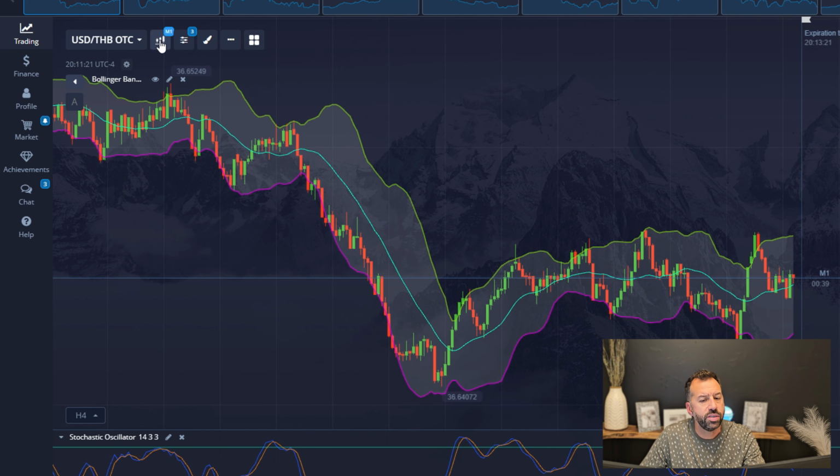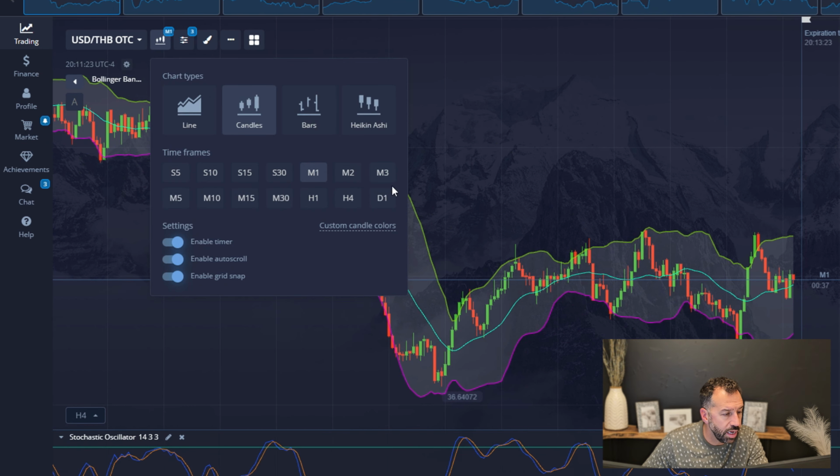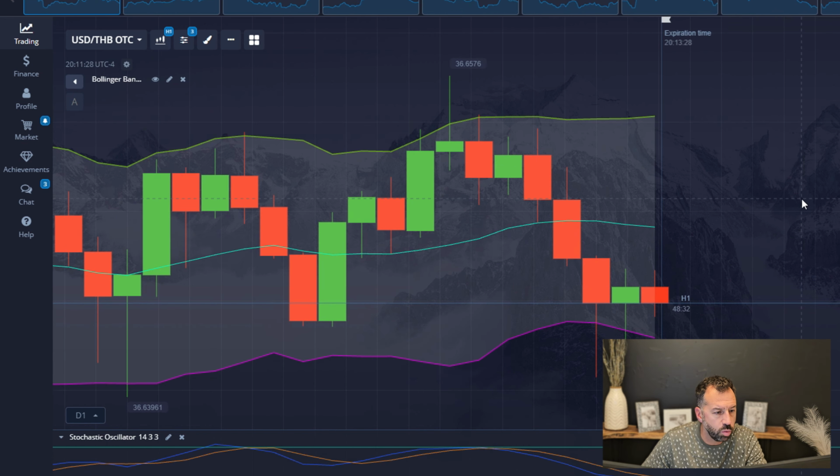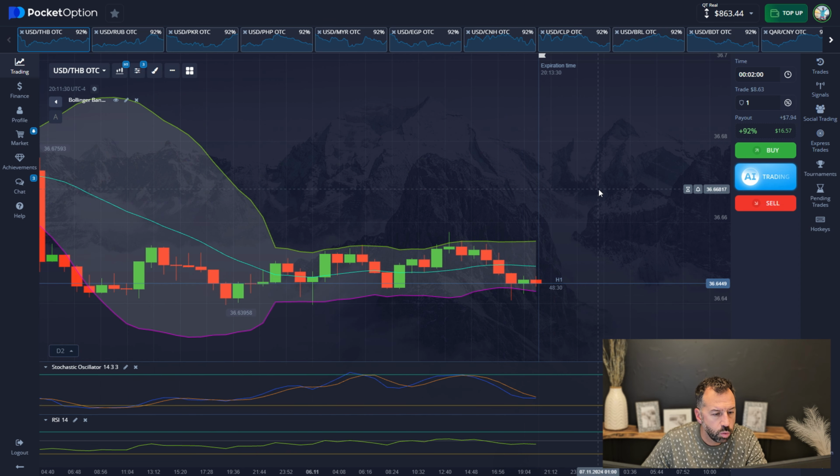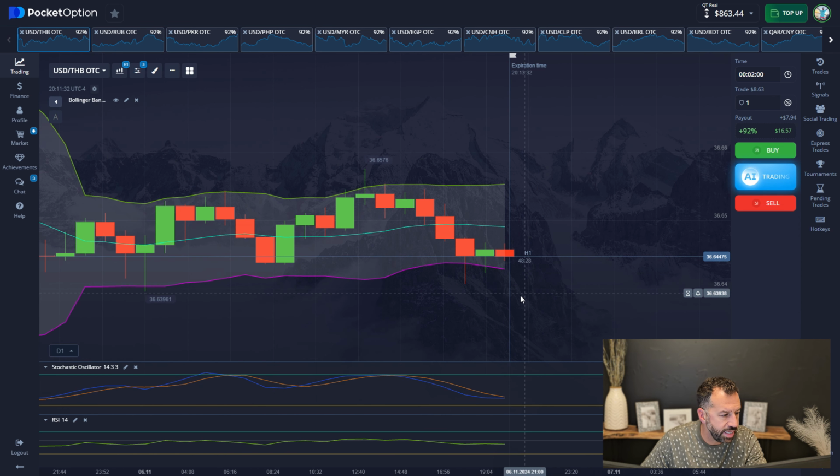And how I like to set up my chart, this is a very good tip right here. What you want to do is go to the 1 hour chart. Okay, we're going to go to the 1 hour chart and get an idea of what our Bollinger, stochastic, and RSI are telling us on the 1 hour.